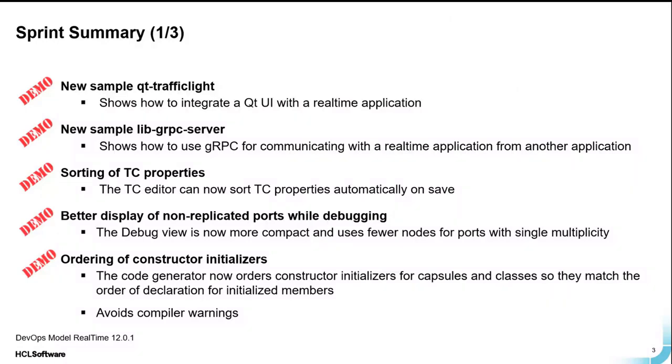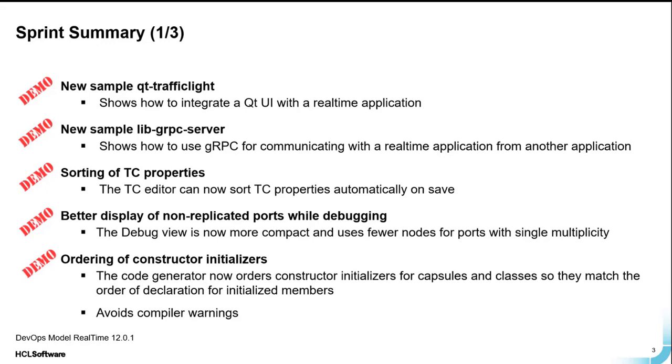So first, we have worked on a couple of samples that focus on how code generated by Model RealTime can integrate with other tools and technologies. So first sample is called Qt Traffic Light, and it shows how we can integrate with the user interface written in Qt. And there is another sample called lib gRPC server, which shows how you can create a gRPC server in your RealTime application so that other applications can communicate with it.